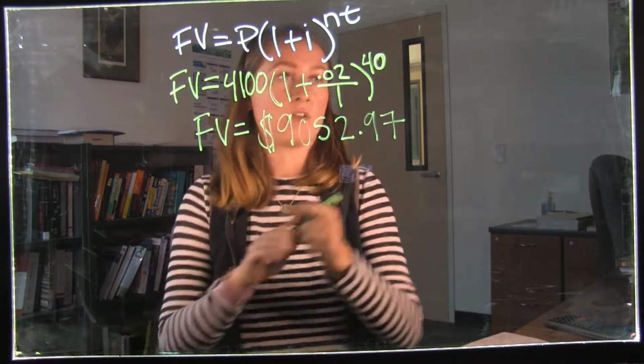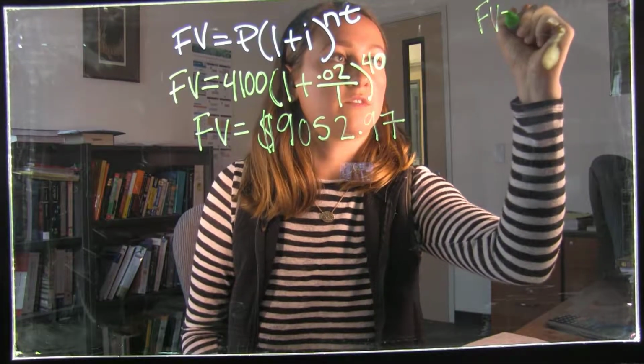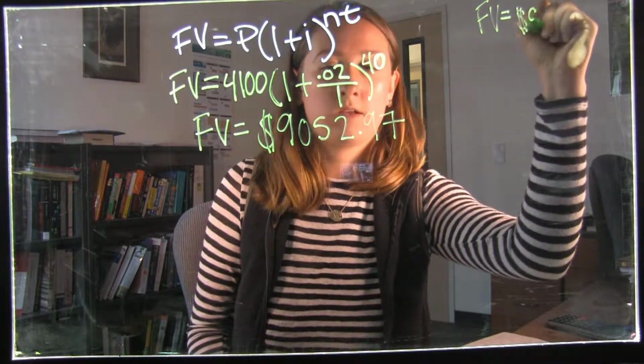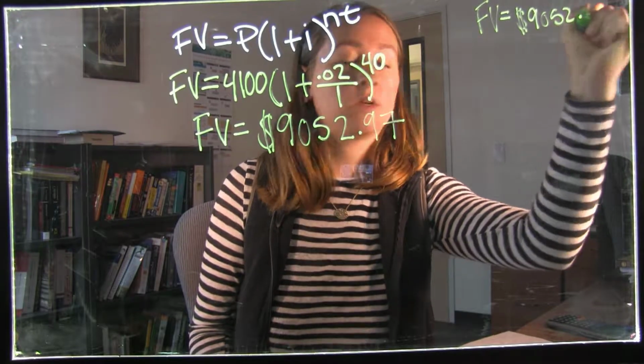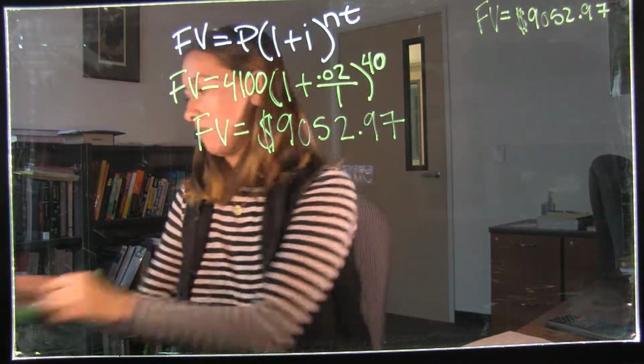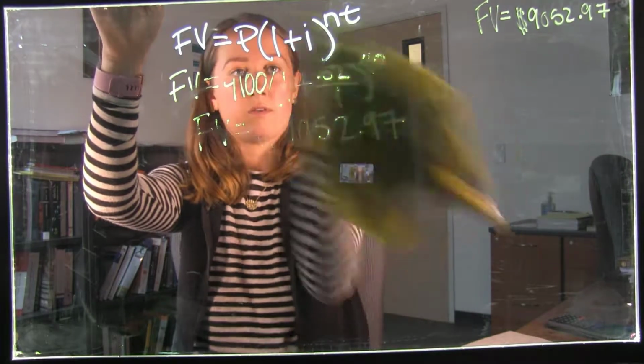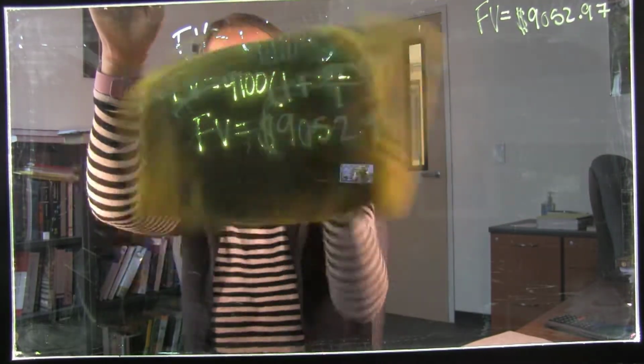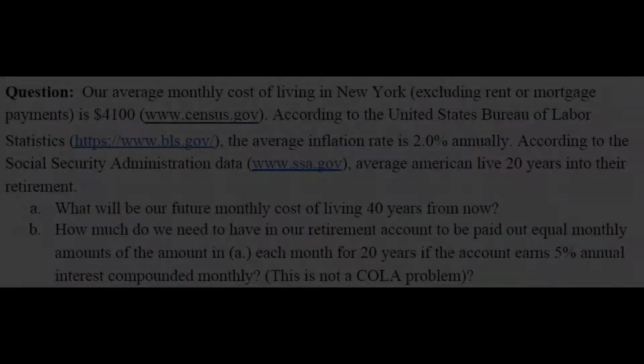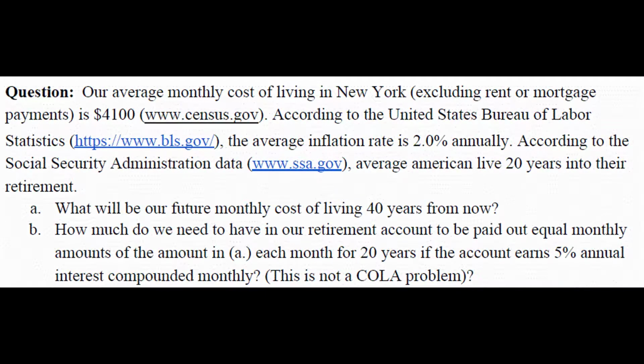So once we have our future value, I'm going to stick it over here. Future value, which is our future cost of living, $9,052.97. Then we can move on to the second part of our problem, which is going to be how much do we need to have in our retirement account to be paid out equal monthly amounts in the amount of the future value from the first part each month for 20 years if the account earns 5% annual interest compounded monthly.